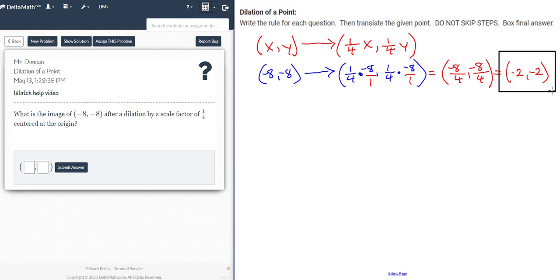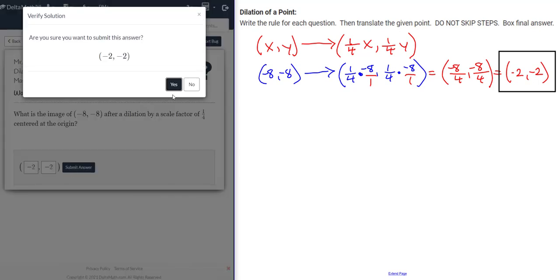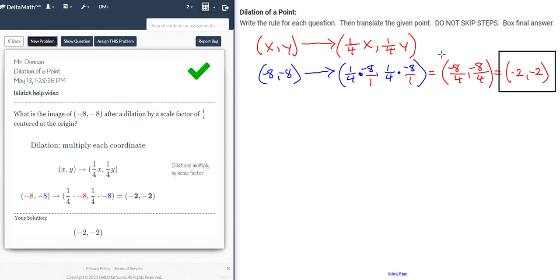And so hopefully doing another fraction you found helpful. I just thought the one multiplied by 5 would be too easy. So here we go, negative 2 comma negative 2. And that's it. First line is the rule, second line is your calculations. Box your final answer. Don't skip steps. You guys are good to go.